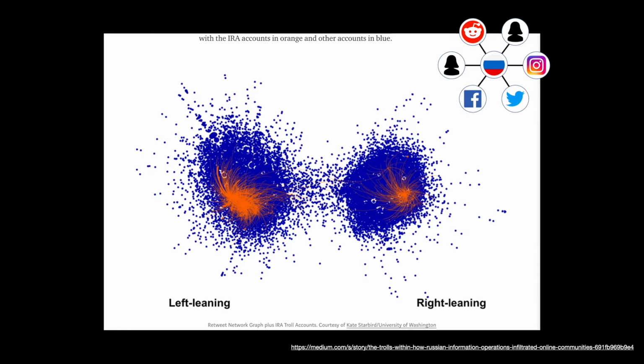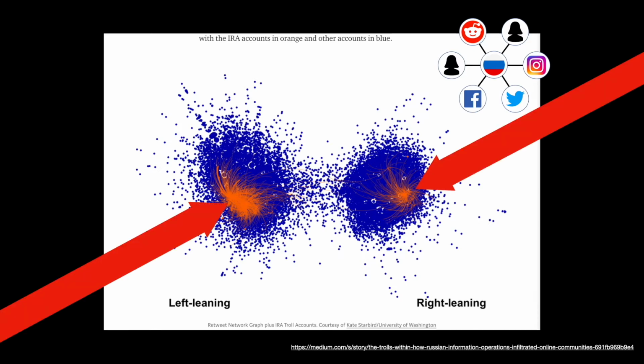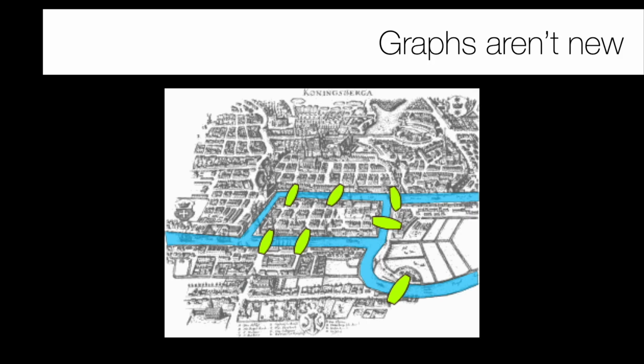Petersburg actually was pretty prevalent on both sides of the discussion, both the Black Lives Matter on the left and the All Lives Matter on the right, which told us something pretty important about how these disinformation campaigns operate. But that's not to say that graphs are new.